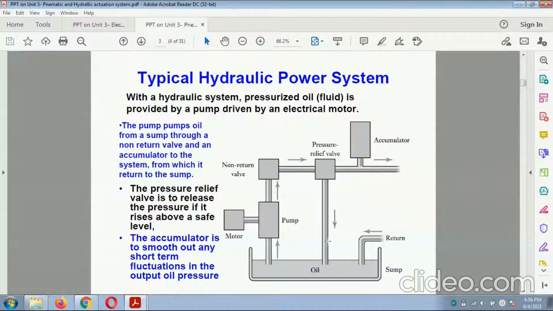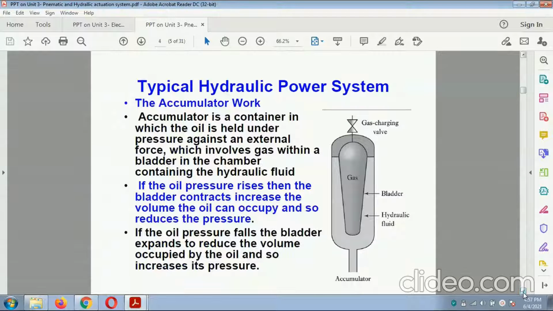So this is the diagram which is related to the hydraulic power system, in which there is oil. That oil can be pumped with respect to the motor. It goes to the non-return valve. It then goes to the pressure release valve, in which the pressure is released and it can be controlled with the accumulator, and it is again returned to the sump. So this is the process of the hydraulic power system.